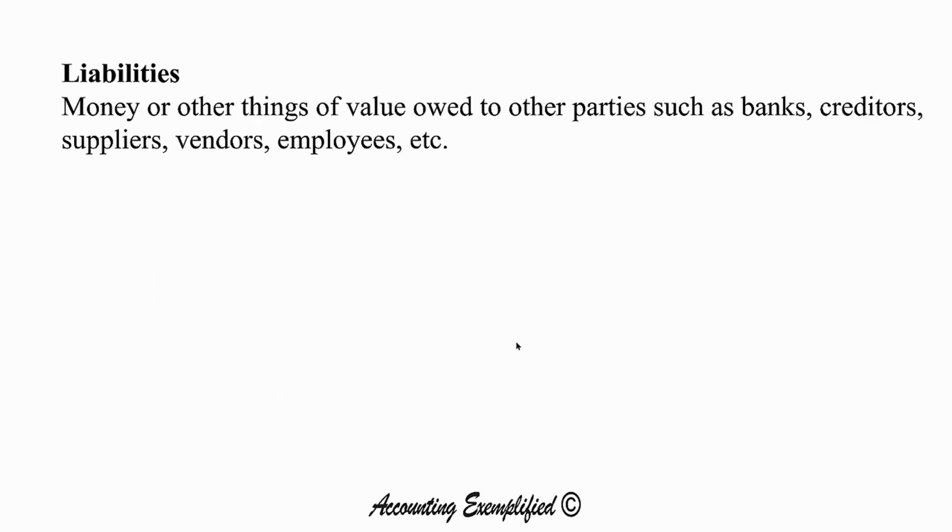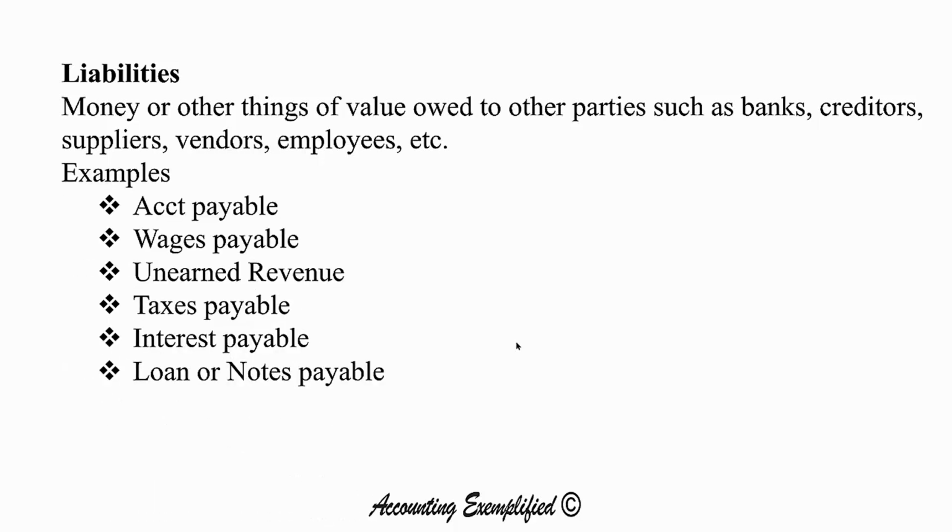Now, the liabilities. What are liabilities? These are money or any other things of value owed by the company to other parties, such as banks, creditors, suppliers, vendors, employees, etc. Some examples of liabilities are accounts payable, wages payable, unearned revenue, taxes payable, interest payable, and loans or notes payable.